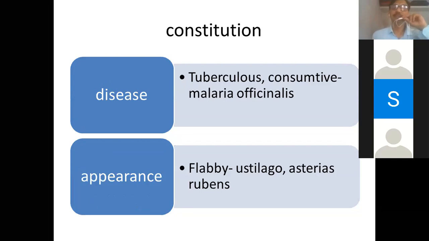With respect to disease, the most common terminology used is tuberculous constitution or consumptive constitution, and the example is Malaria officinalis. Sometimes this word constitution is also used with respect to physical appearance, and words like flabby constitution are also used, and the examples are Ustilago and Asterias rubens. So these are the various contexts of the word constitution which are used in the homeopathic materia medica.